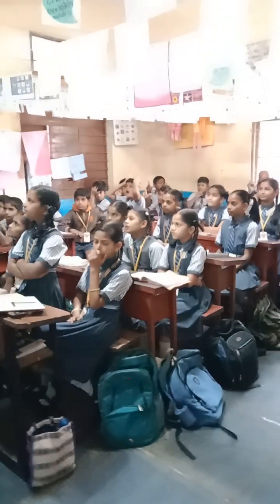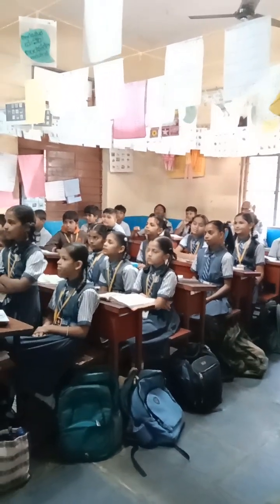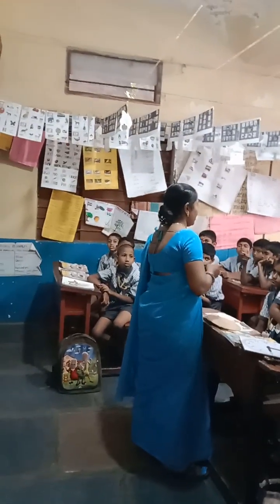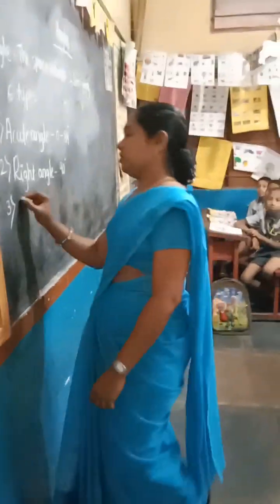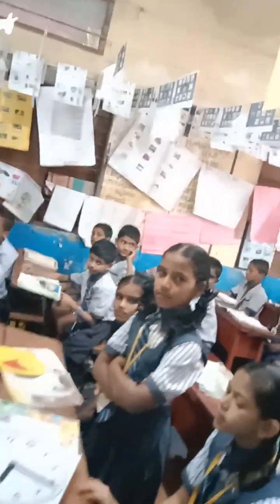If I move like this, acute angle. Now it is right angle. Next, more than 90 degree and less than 180 degree is known as obtuse angle.